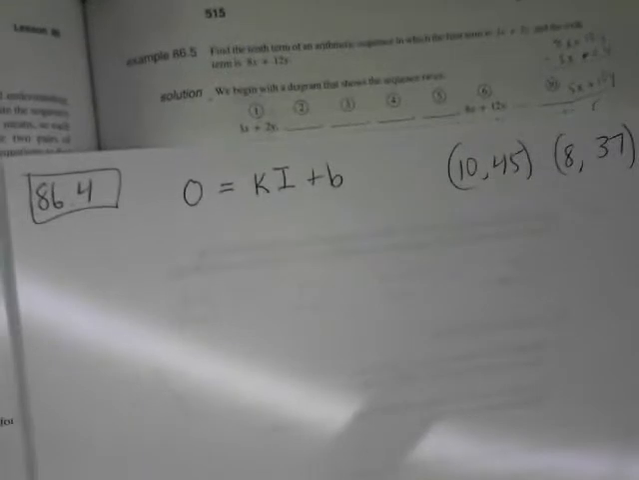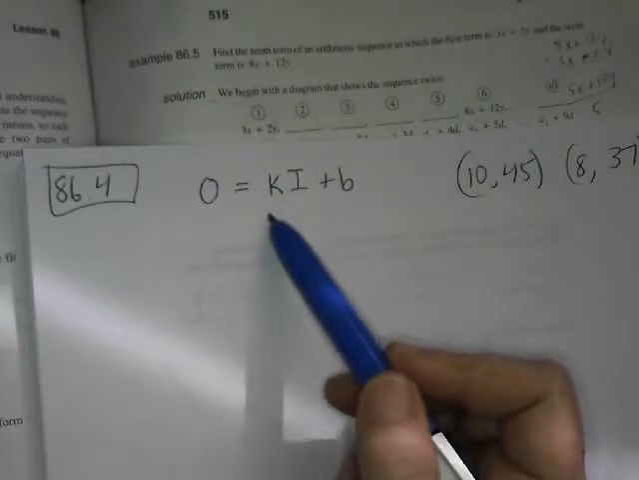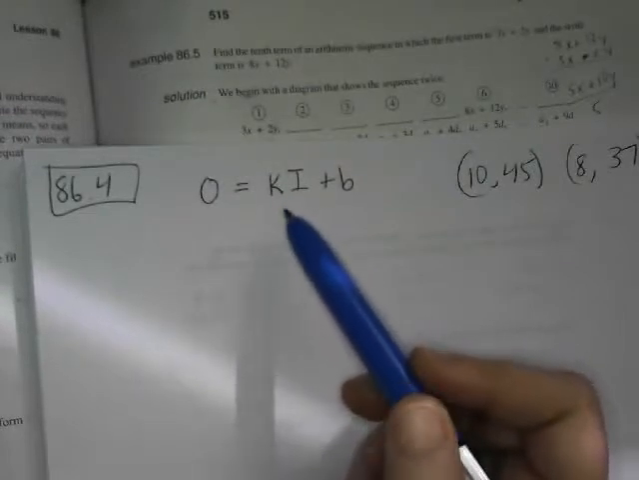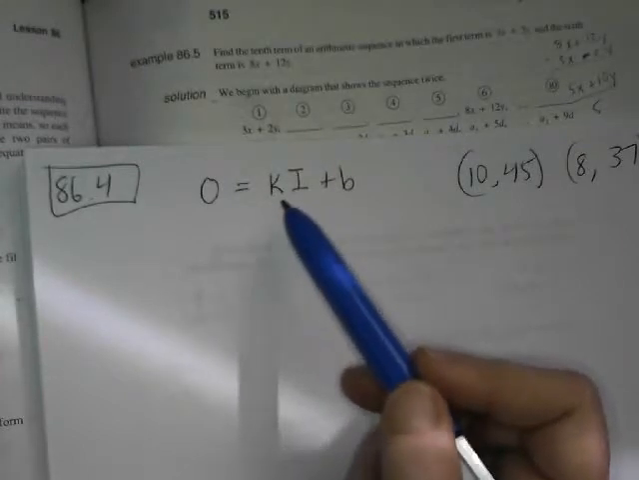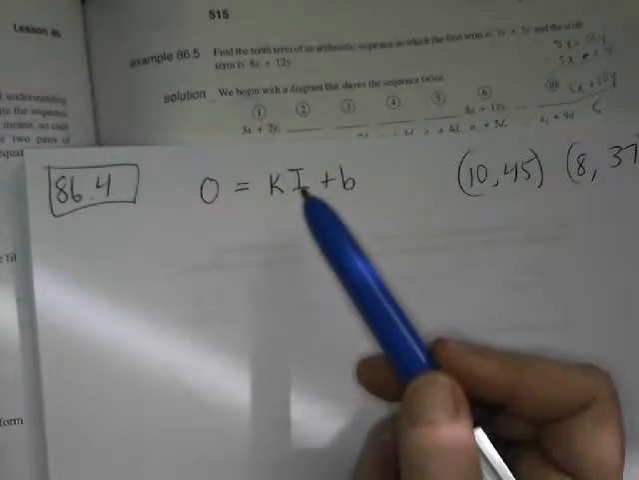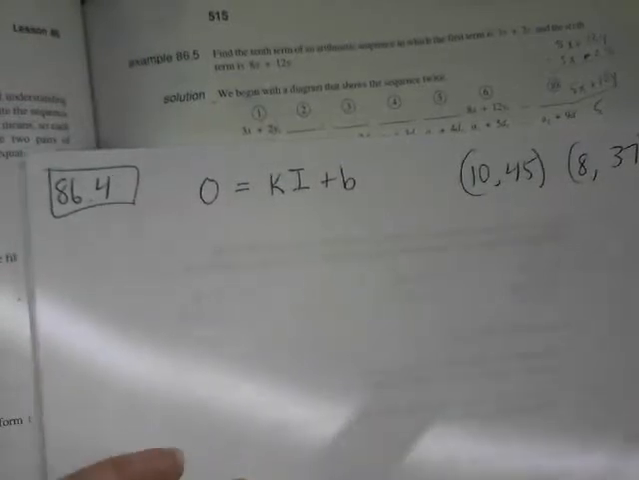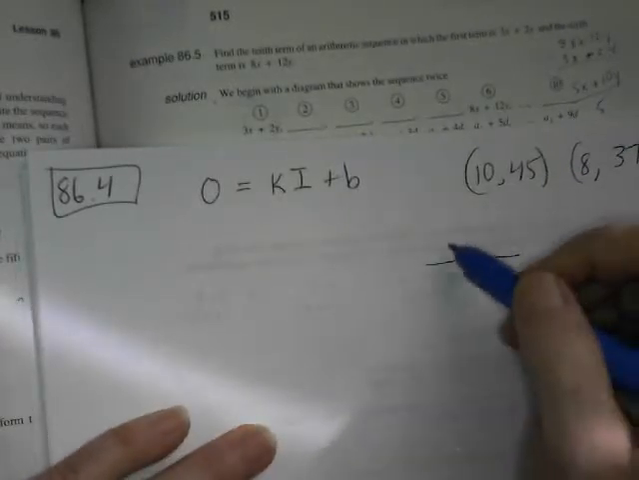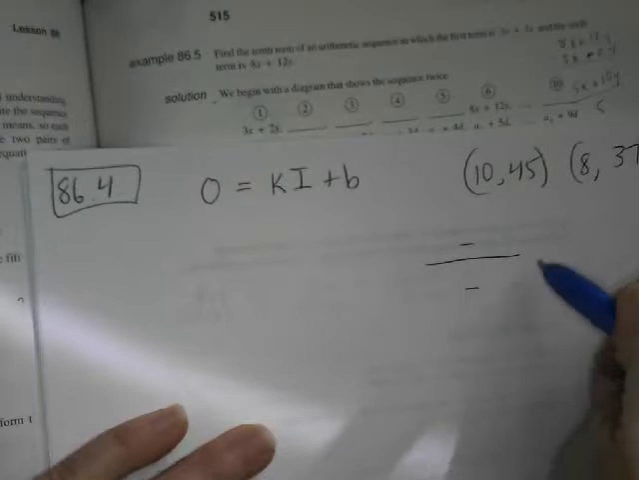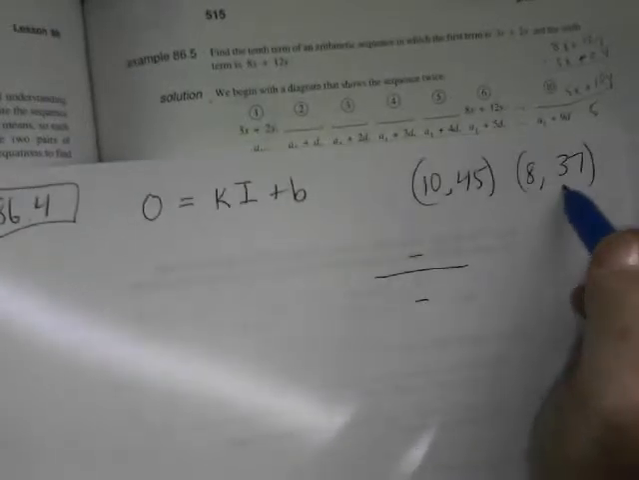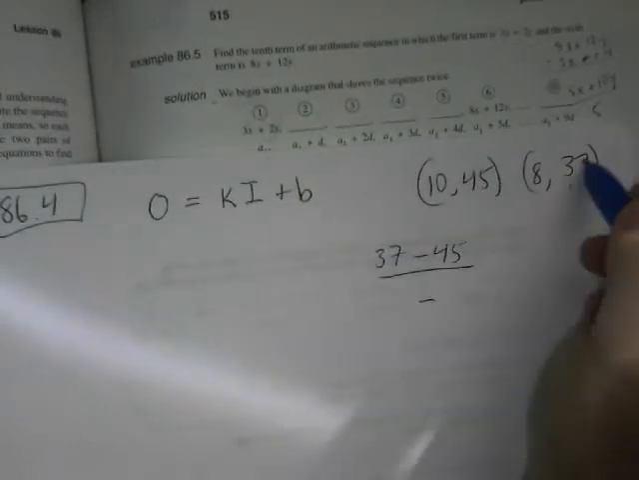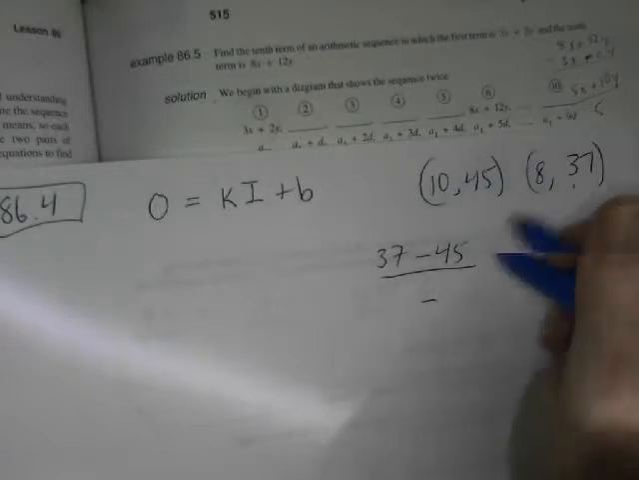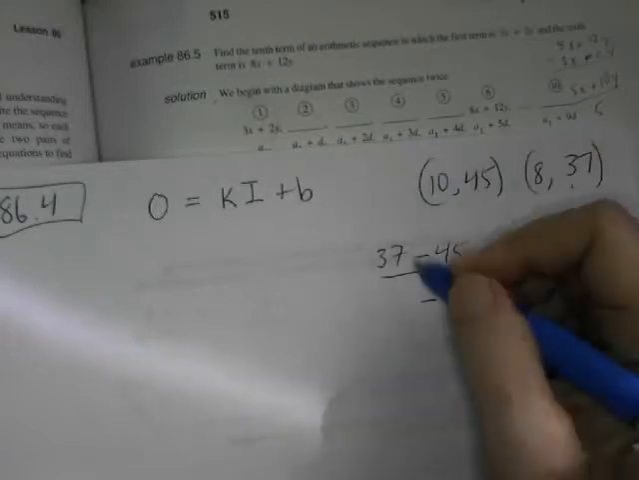So basically I'm thinking of it as a y equals mx plus b situation. When it's linear variation, instead of m, we call it k. I'm going to go ahead and find the slope, though. I'm just going to use my slope formula, y2 minus y1 over x2 minus x1. So if I call these the 2's, that'd be 37 minus 45, that minus that. Then I can go 10 minus 8. Oops, 8 minus 10.